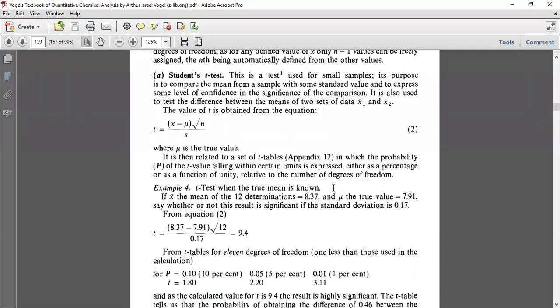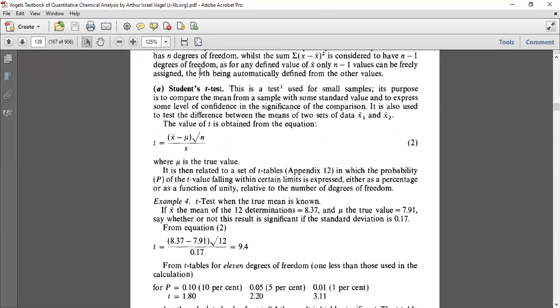For example, paired t-test, or maybe on the basis of t difference or the difference in mean. According to that, they have given this value, and being automatically defined from the other values, that is the meaning of that. I think so, isn't it? Okay, I will again cross check this particular statement: nth being automatically defined from the other values.